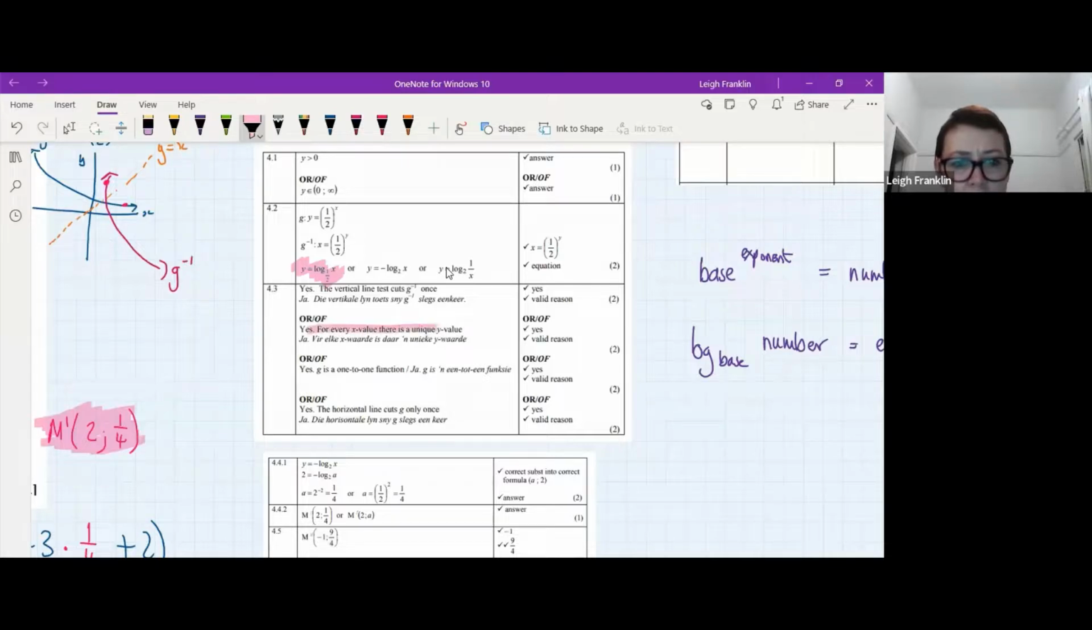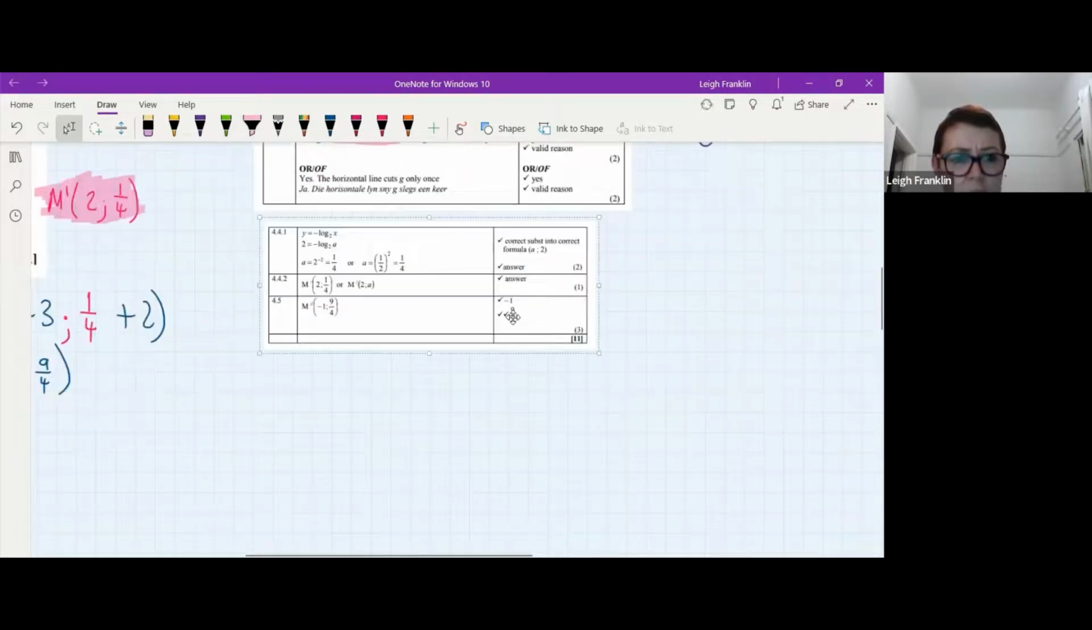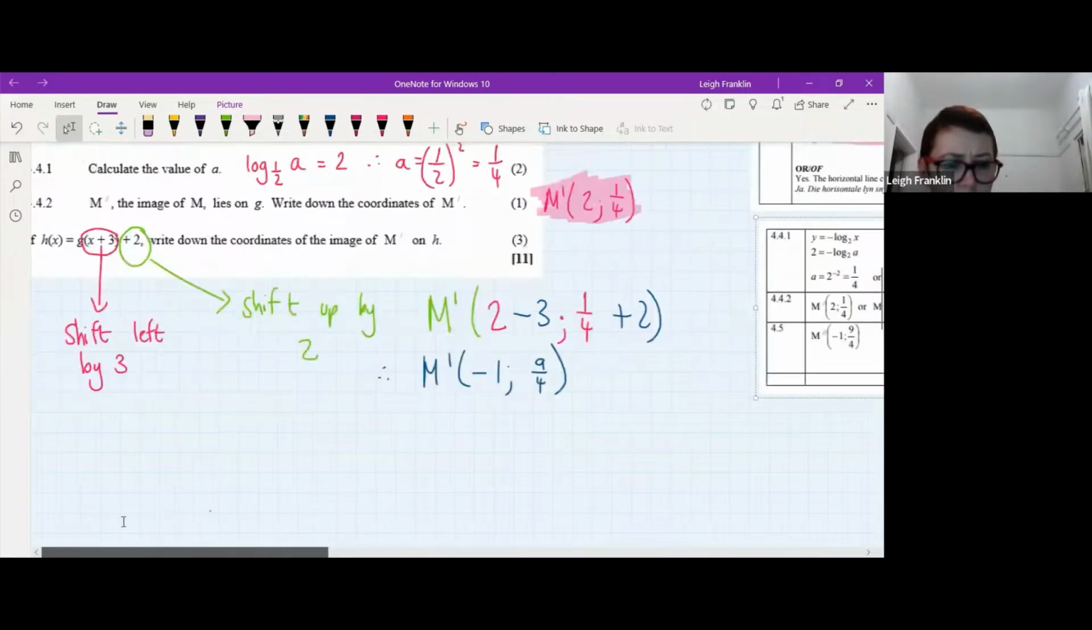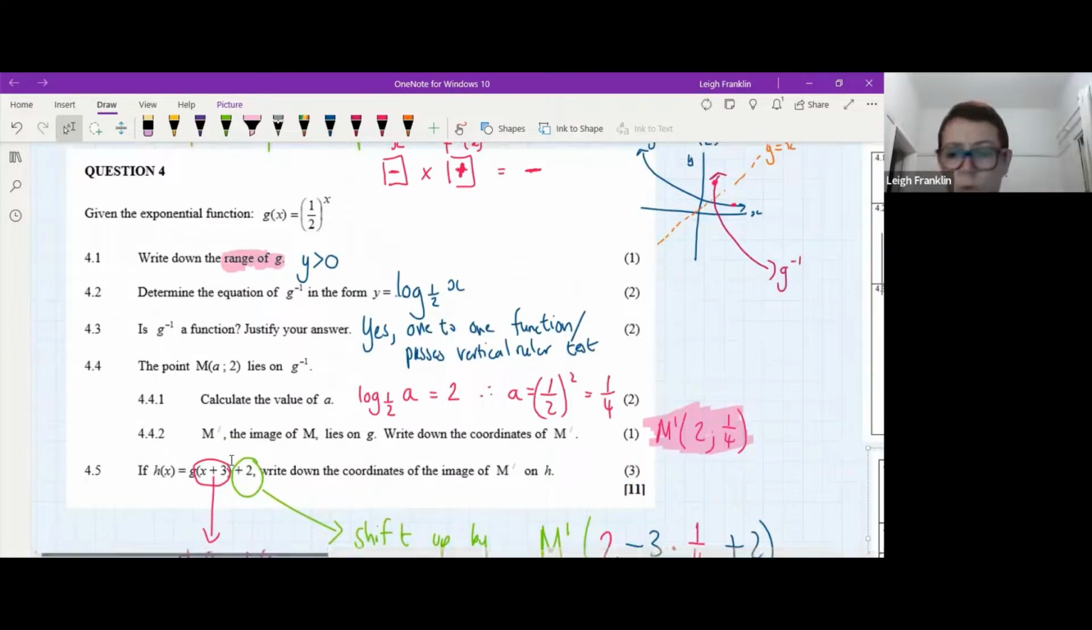Yes, for every x value, there's a unique y value. Who said that? Was it Marco Sandile? I think that was your answer. Or yes, it's a one-to-one function, or it passes the vertical line test. Lots of things that we could have said there. So yeah, subbing in again, A on the answer. Okay, so there we go, guys. That's what the marks were awarded for.